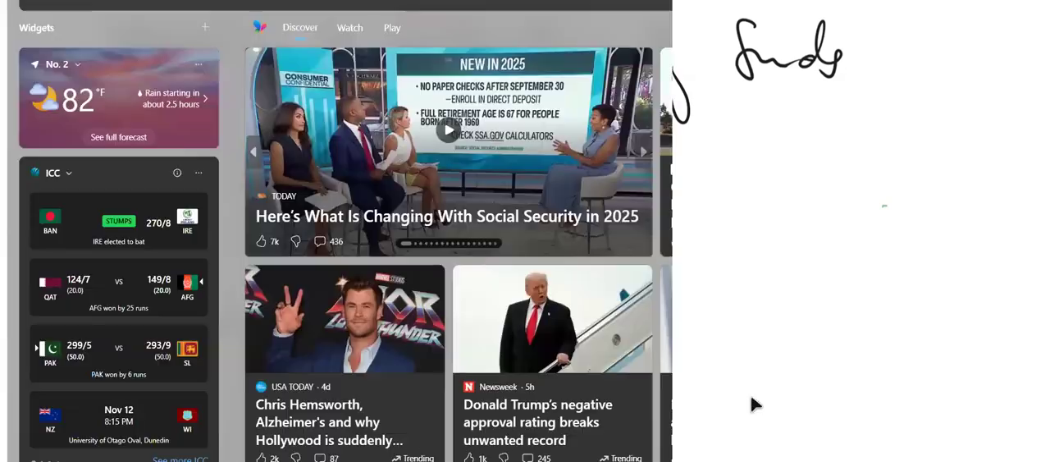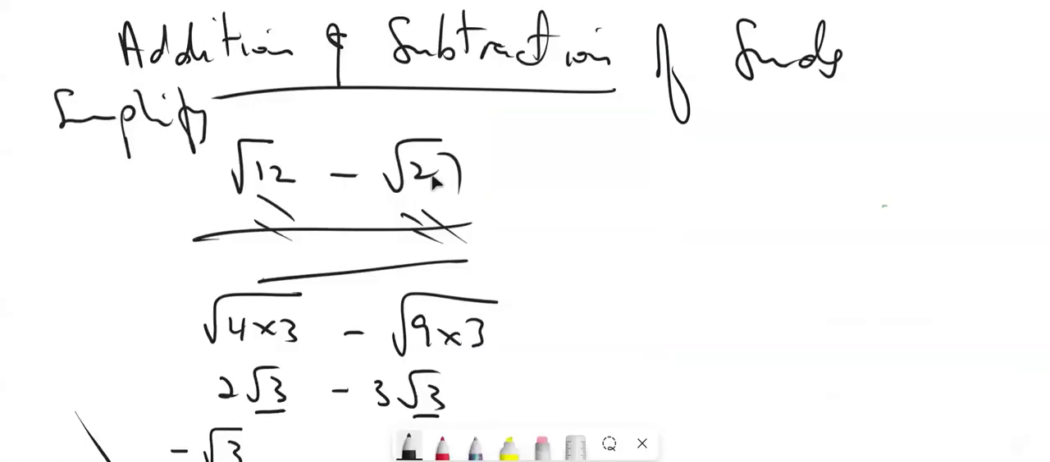So don't conclude and say, oh, they're different, we can't subtract them. No, don't say that. See if you can simplify it. It may work, it may not work, but you may just have to see if you can simplify it. Good.